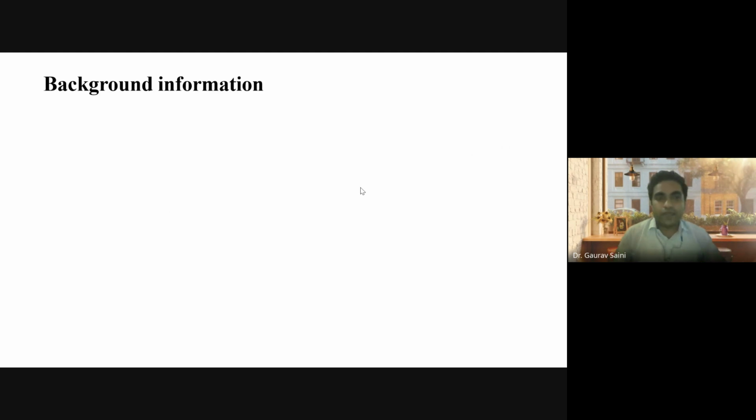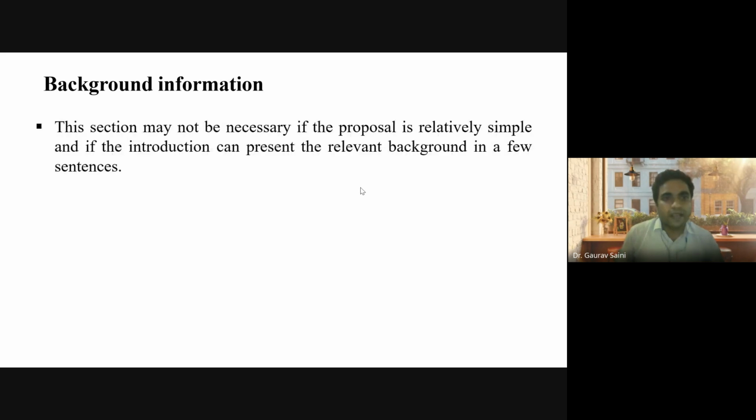So what is the background requirement that is needed? The background section may not be necessary if the proposal is relatively simple. If the format is allowing you to have a very sectional, or I would say simpler, way of presentation, that background information may not be needed. But if the introduction or the format allows you to be elaborative and descriptive, then you have to provide the background information. If the introduction can present the relevant background in a few sentences, then background information is not needed.